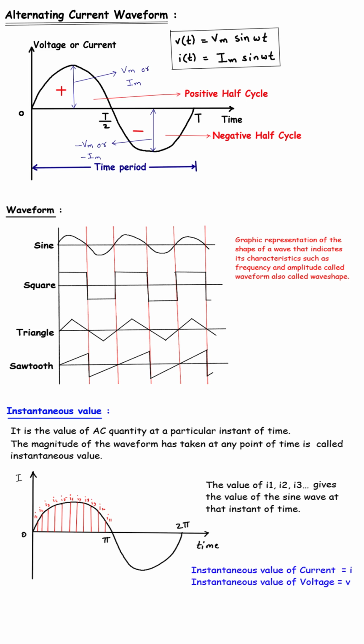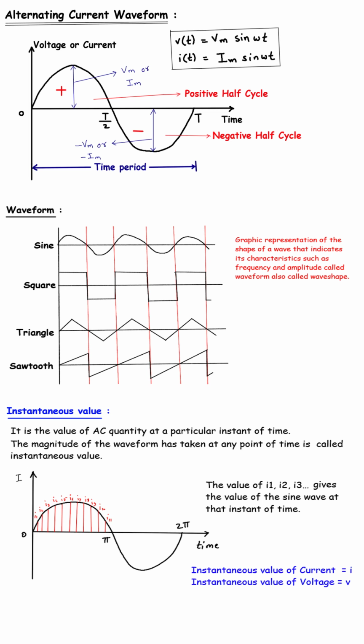The section in the middle of the image shows different types of waveforms: sine, square, triangle, and sawtooth. Each of these has different shapes and characteristics, which affect how energy is delivered in a circuit. For example, a square wave switches sharply between high and low values, while a triangle wave changes gradually. These waveforms are used in different applications depending on the requirement.